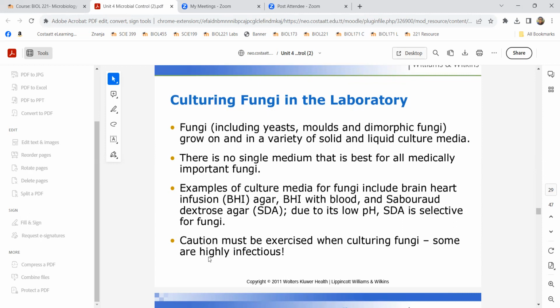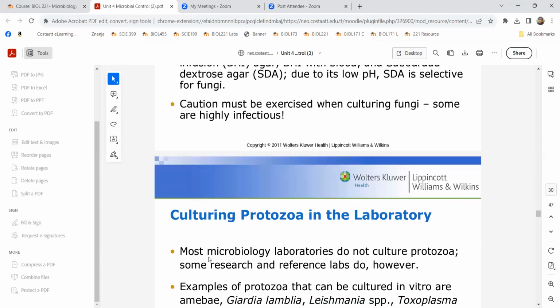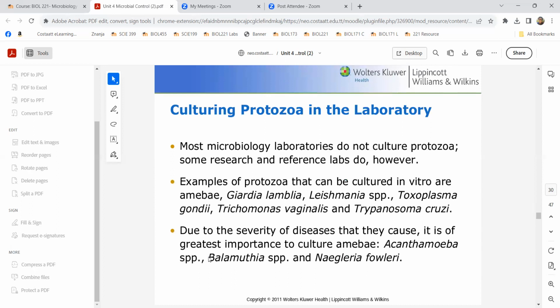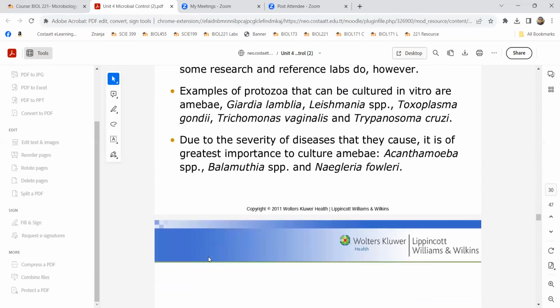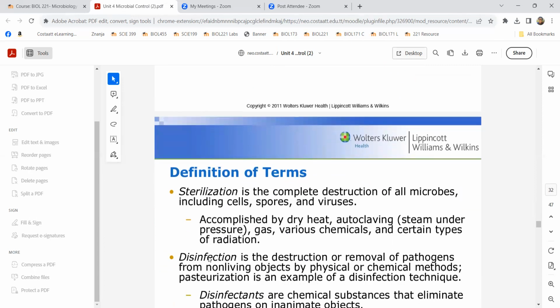Fungi that cause diseases in humans are also very infectious, so very aseptic technique and care needs to be taken. People need to have proper PPE on and so on when they're culturing those organisms and studying them. Most microbiology labs do not culture protozoa, however, there may be those that need to be studied that cause severe diseases in humans. Again, there are special labs that are used for those. Again, proper PPE and so on would be needed to do those things.